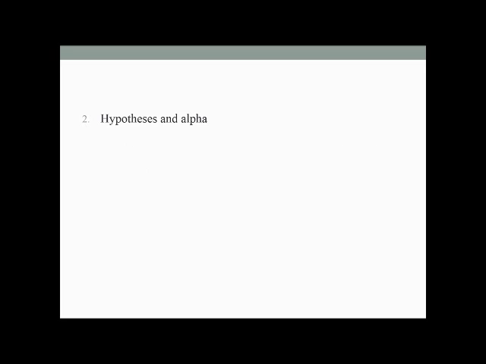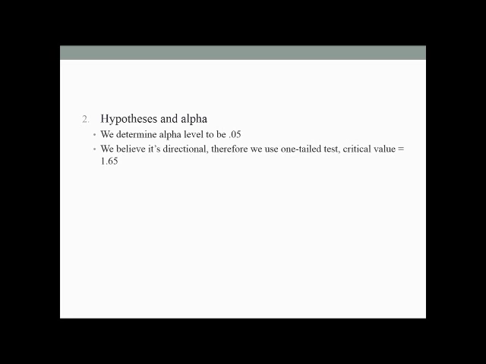Now, hypothesis and alpha. First, we determine the alpha level to be 0.05. We believe it's directional because, as we said, the research evidence suggests that women are more likely to agree. So we already believe women will have a higher mean. Therefore, we use a one-tailed test that is directional. So the critical value is 1.65. It's a little bit lenient, remember?